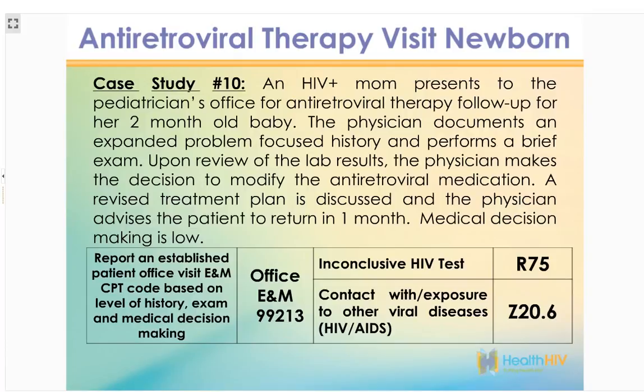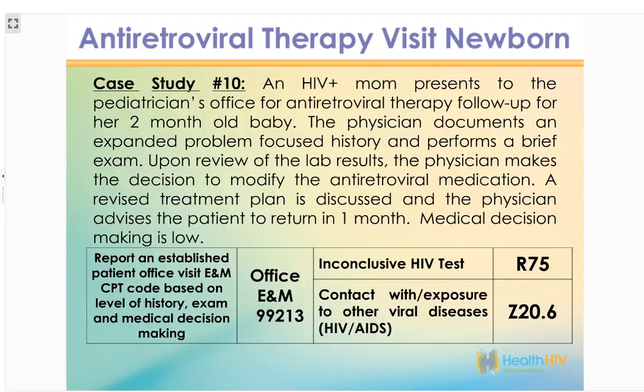Antiretroviral therapy for a newborn. An HIV-positive mom brings her baby to the pediatrician for a follow-up visit for the 2-month-old. The physician documents an expanded problem-focused history and performs a brief exam. He reviews the lab results and decides to modify the medication. He also revises the treatment plan and tells the mom to bring the baby back in 1 month. The E&M level is for an established patient visit, 99213.